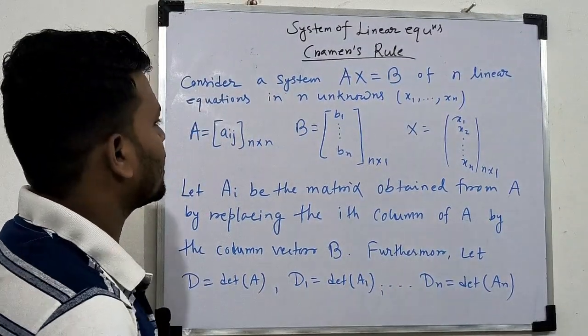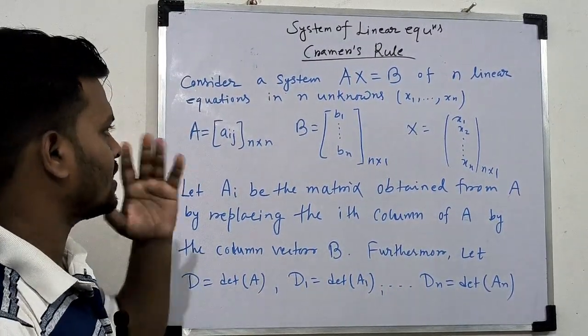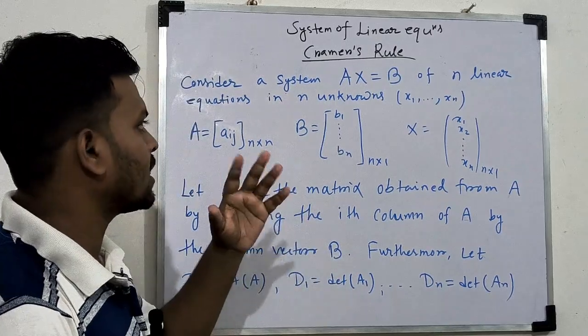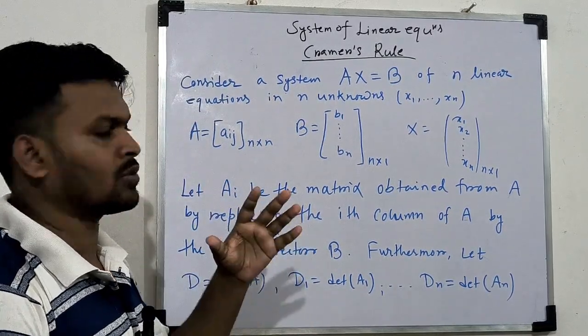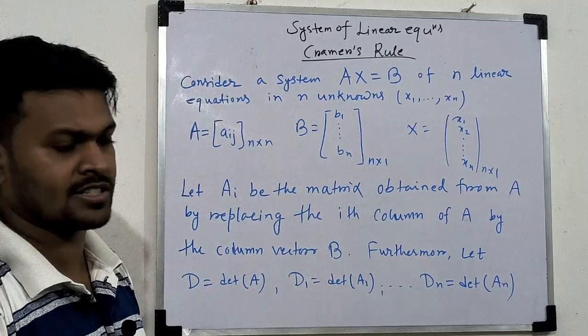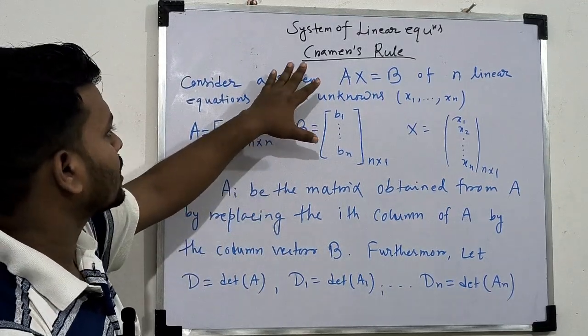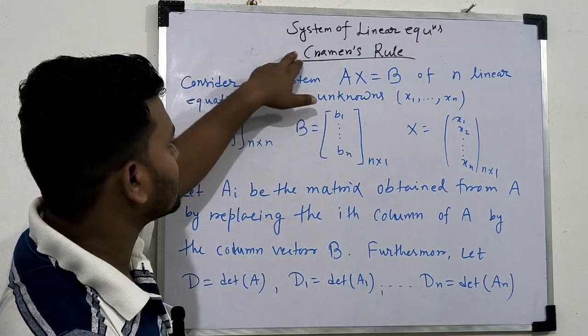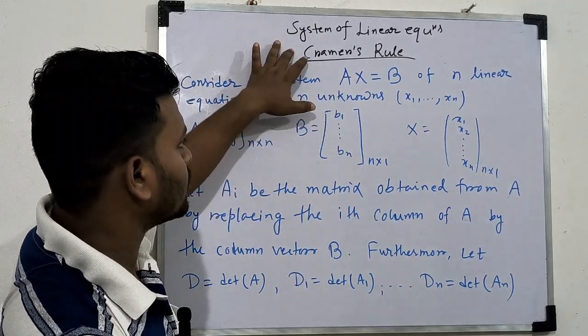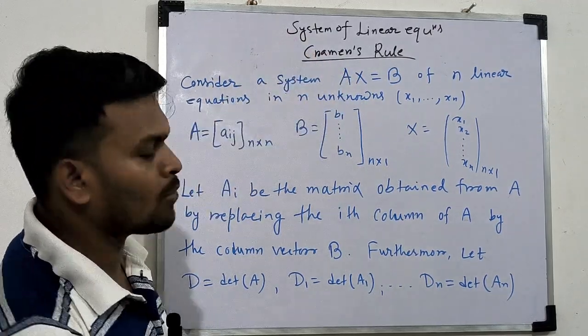In the previous lecture, I discussed matrices, determinants, some basic properties, elementary row operations, and many more things. If you did not watch it, please watch the previous lecture first. Today I will discuss systems of linear equations, and first we discuss Cramer's rule. Using Cramer's rule, we will solve the system of linear equations.